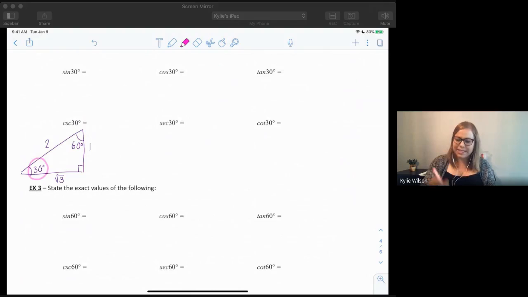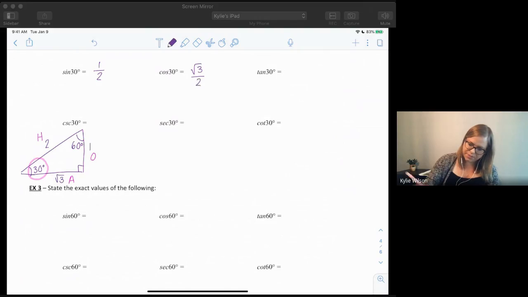Okay, so let's now label our triangle. For this one, we're going to circle 30. So this is our hypotenuse here, our adjacent, and our opposite. So now using that, let's find all of these ratios. Sine is going to be opposite over hypotenuse, so it's going to be a half. Cosine is adjacent over hypotenuse, so we'll have root 3 over 2. Tan is opposite over adjacent, so I'll have 1 over root 3.